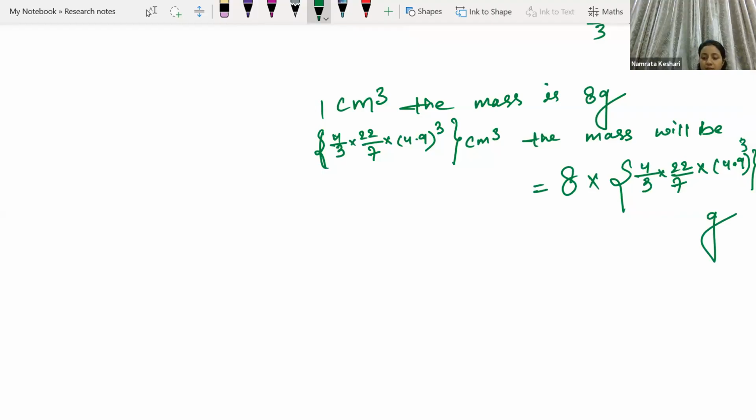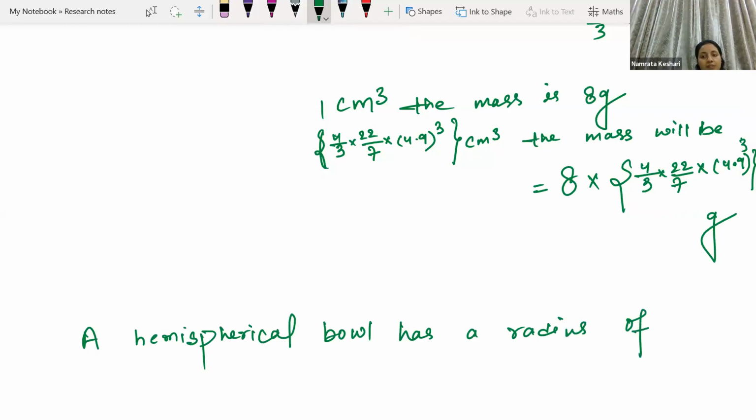Next, a hemispherical bowl has a radius of 3.5 centimeter. What would be the volume of water it contains?